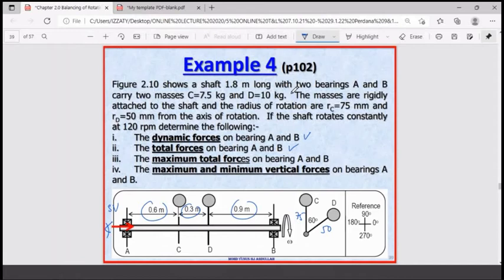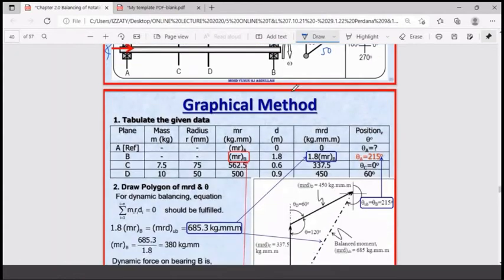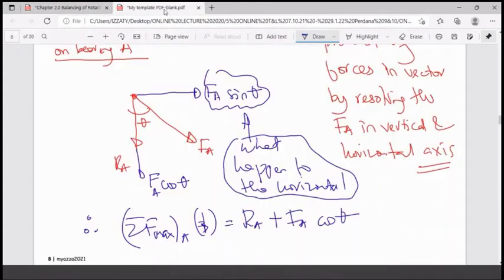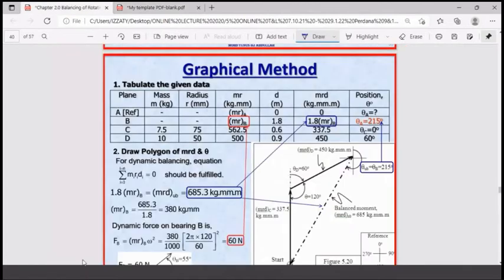Okay, now we move to the next one. If you want to solve this one analytically, you can check my latest edition with the analytical method. What you have in your hand is all in graphics. Okay, let me explain with graphics.